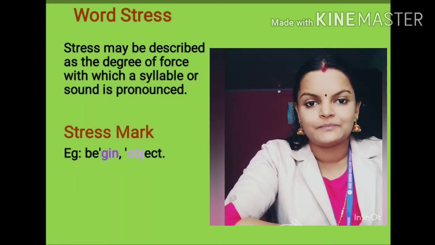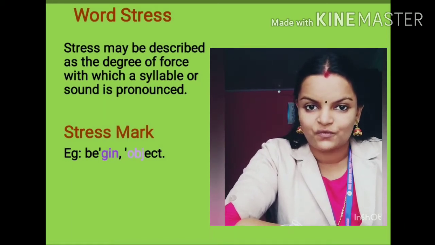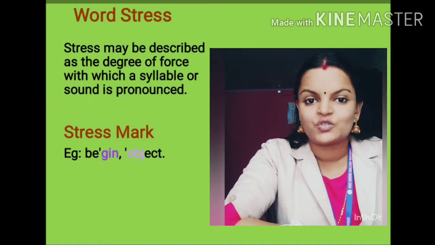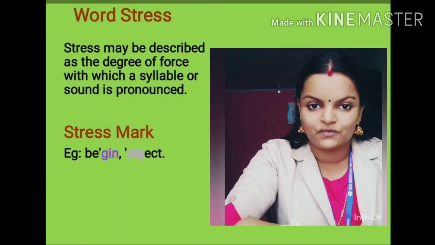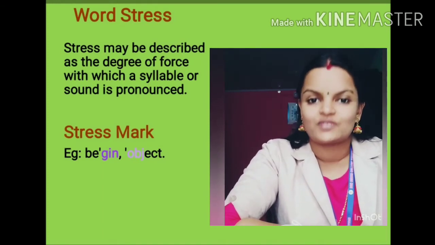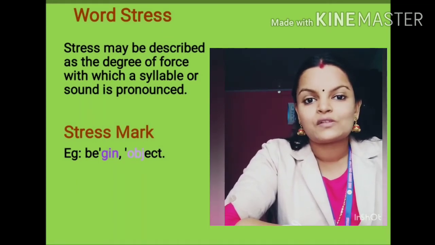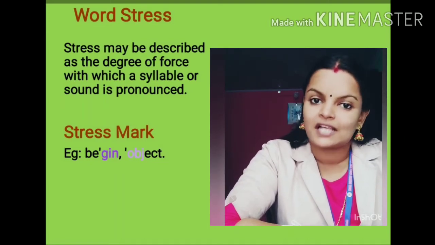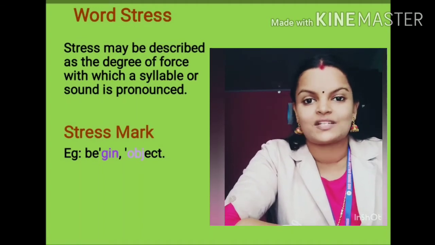For the word take, we have only one syllable, so that is a monosyllabic word. For the word teacher, we have two syllables, so it is a disyllabic word. For the word computer, how many syllables are there? Computer, three syllables, so it is a trisyllabic word. We have polysyllabic words like university, examinations. This we had already discussed in the last class.